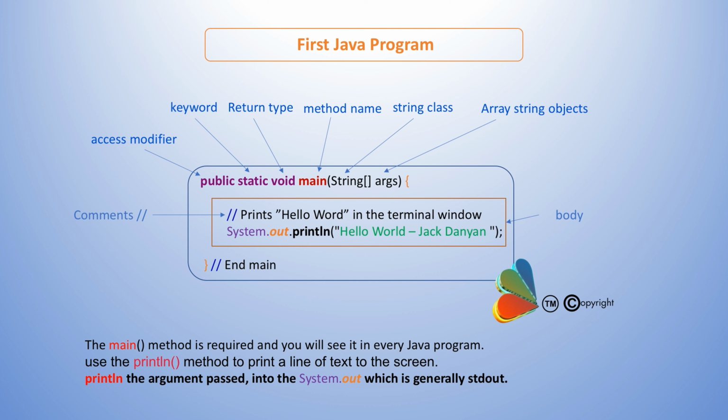The main method is required, and you will see it in every Java program. Use the println method to print a line of text to the screen. Println, the argument passed, into the System.out.